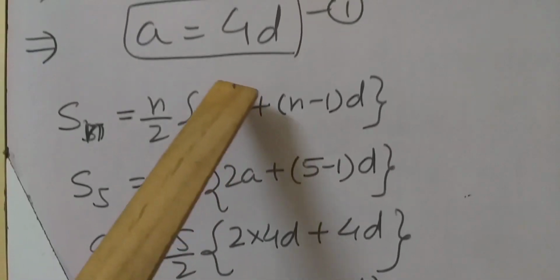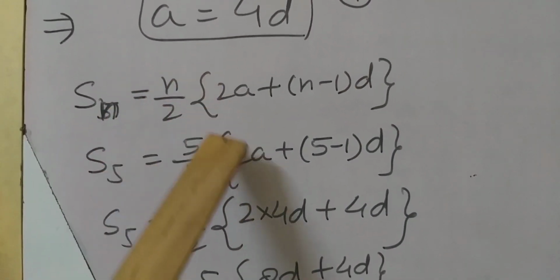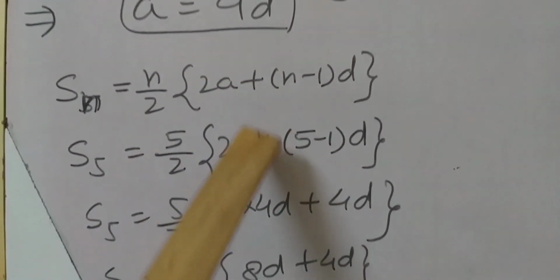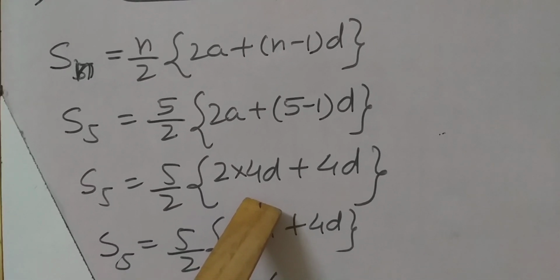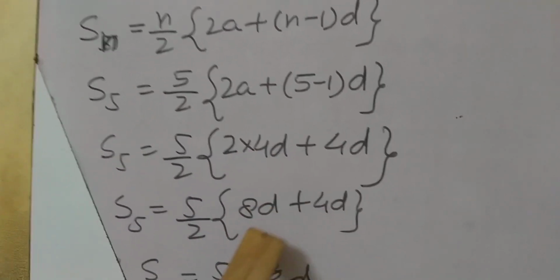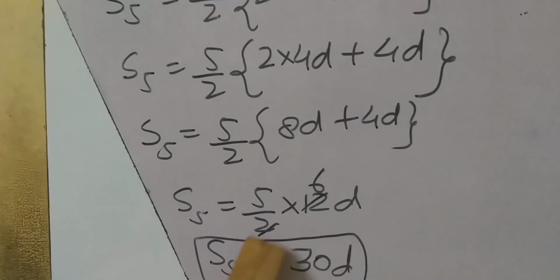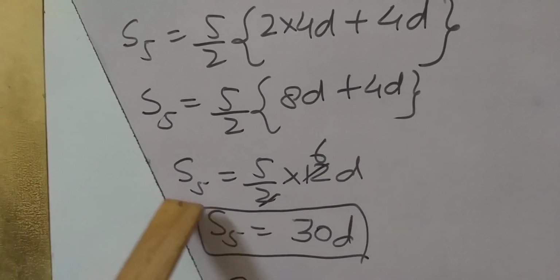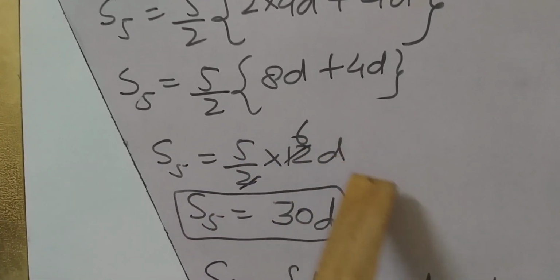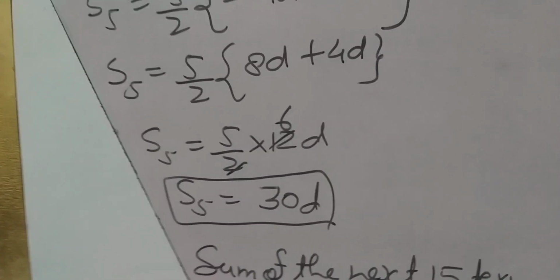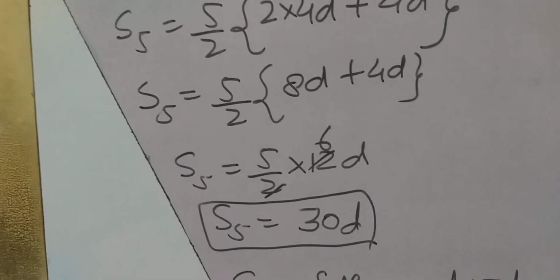And the value of a we are going to put from equation number 1. So at the place of a we can put 4d. So 2 4s are 8d plus 4d, 12d. 2 6s are 12. Now S5 equals 30d. This is the sum of first 5 terms.